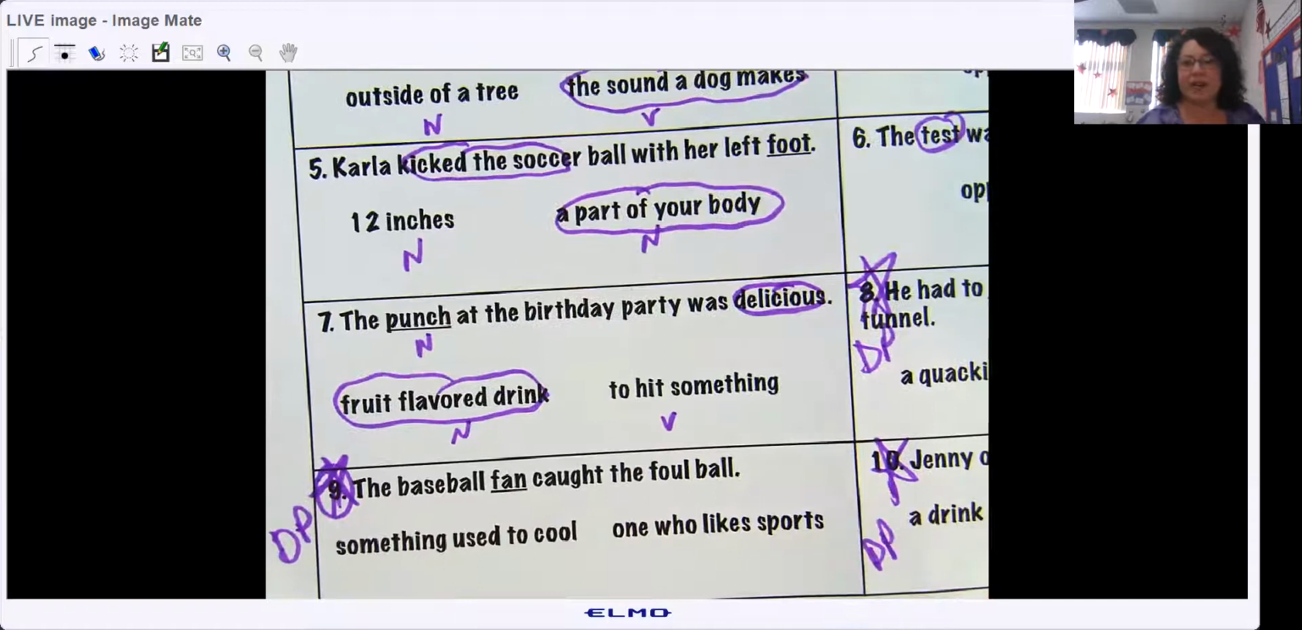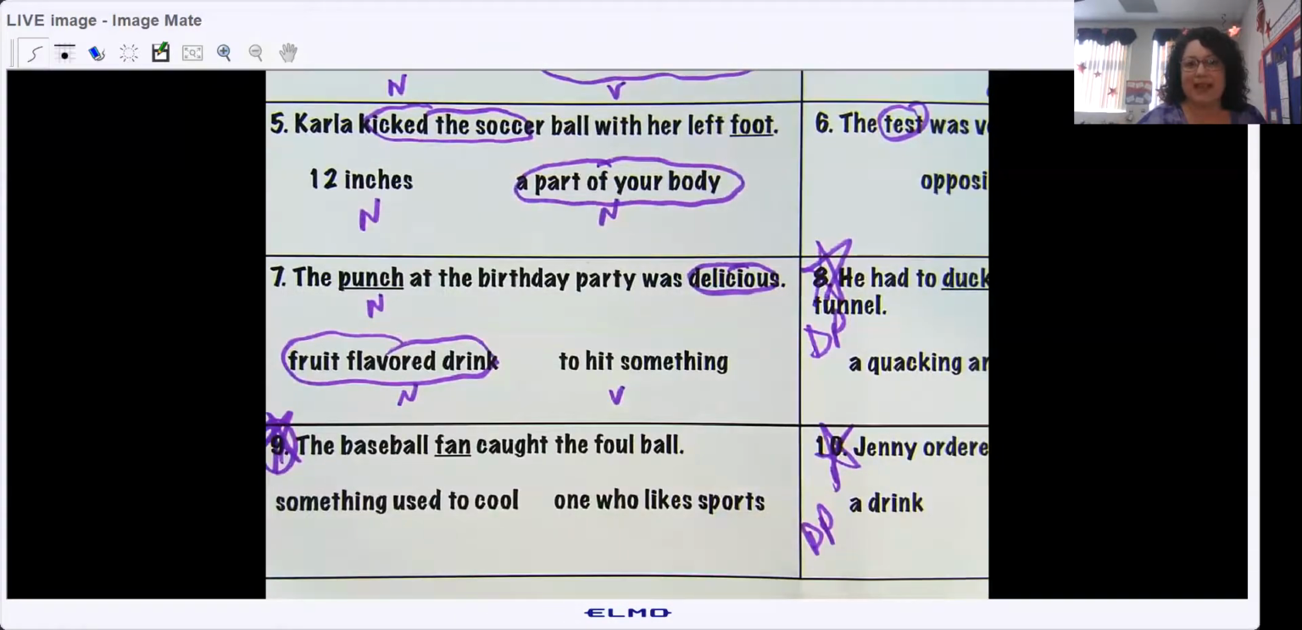8, 9, 10 are your discussion posts, and you just type in the phrase of the correct answer that matches the underlined word, and you have become a multiple meaning word master.